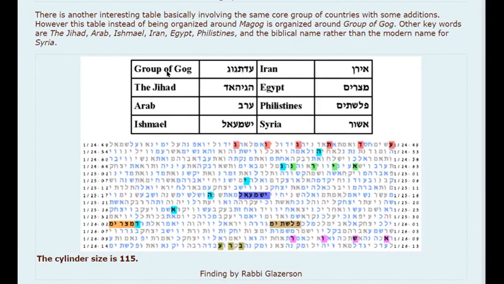So I see a group of Gog, very interesting. Who are those? Jihad, the Arabs, Ishmael, Iran, Egypt, Palestinians, Syria. So this is a table that I found. You can see the verse definitely here. All of them one can see. And here is that Gog, the group of Gog. You have Iran, and you have the Jihad, Egypt, Palestinians, Syria, the Arabs.